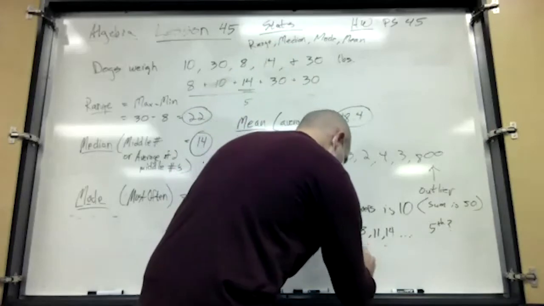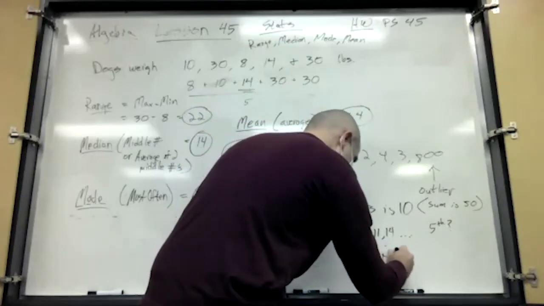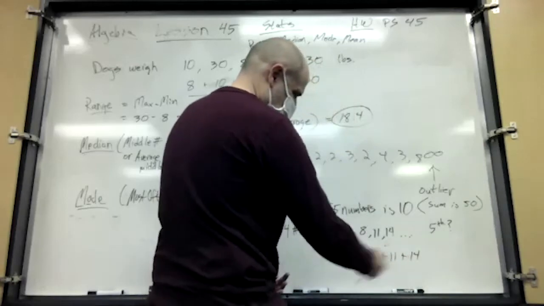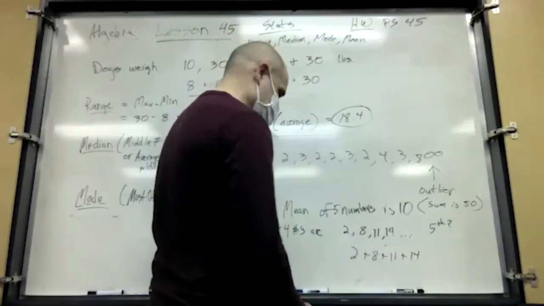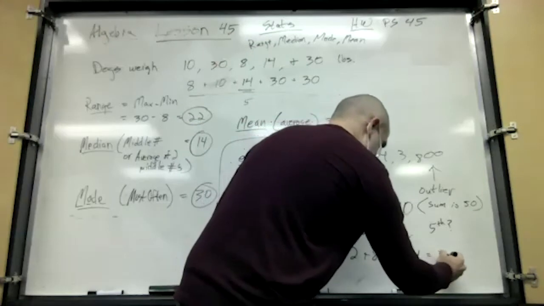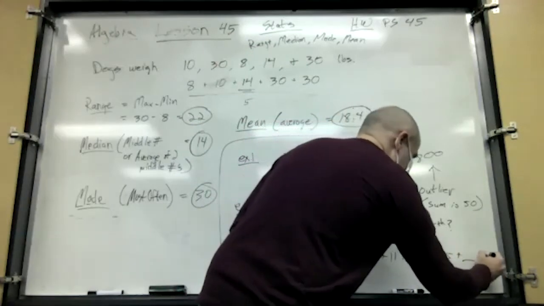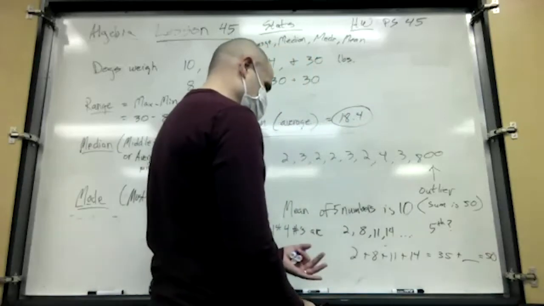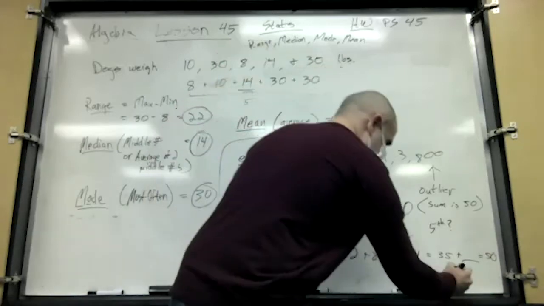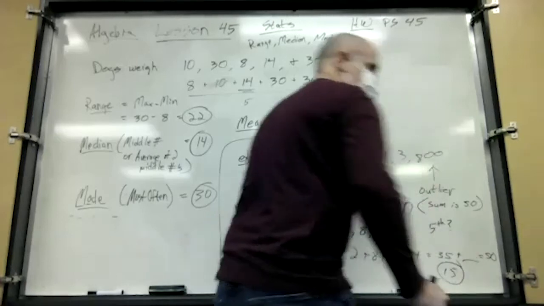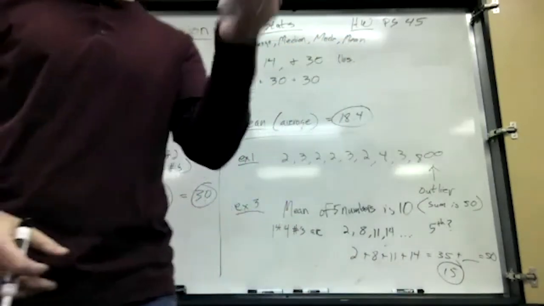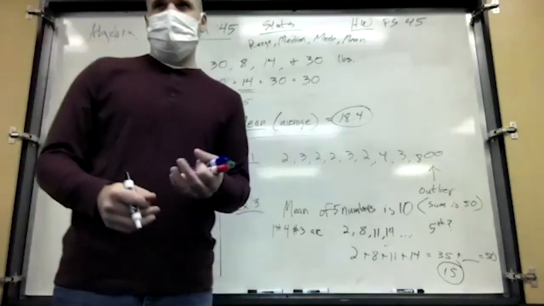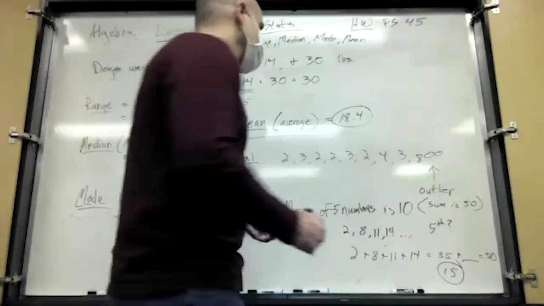So that makes this pretty easy. So that means we have 2 plus 8 plus 11 plus 14. Well, so far, that equals 35, right? But it has to equal 50, right? So what plus 35 is 50? 15. Okay, so that's how you think through it logically. Let me show you how to do it algebraically. This is the way I would do it, because I love algebra.